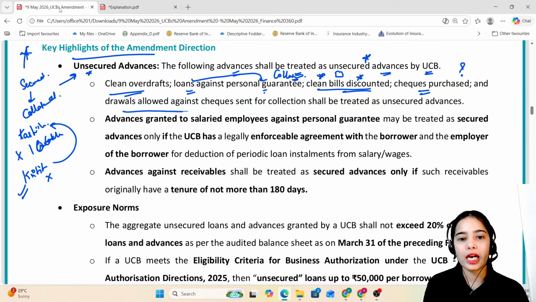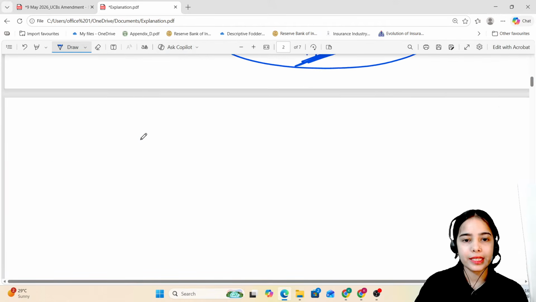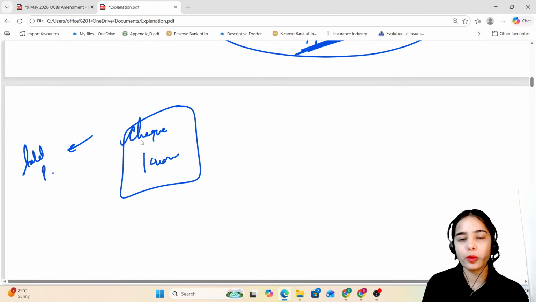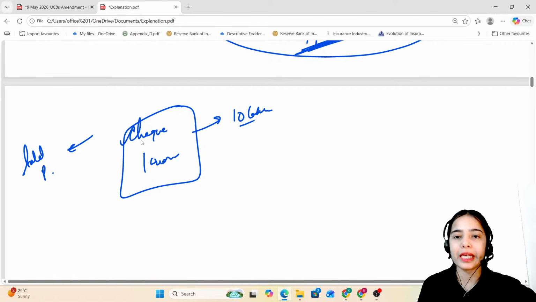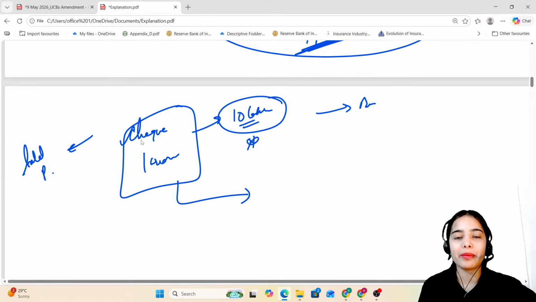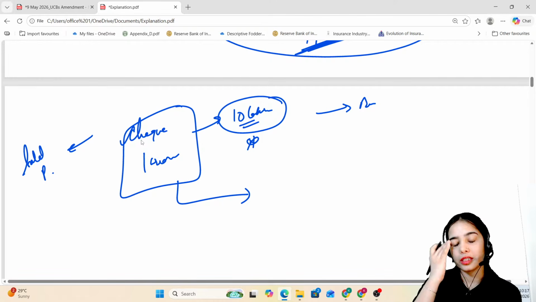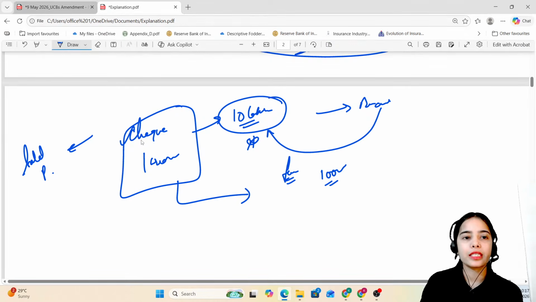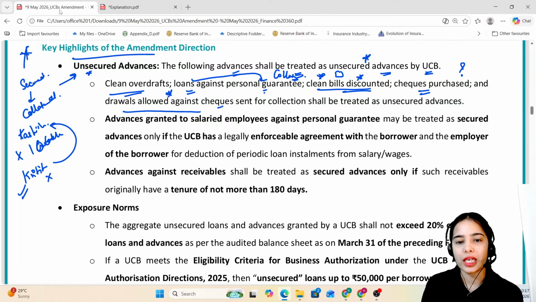Okay, draws allowed against checks. Let's say you sold your property, and you got a check worth 1 crore rupees. Now you need 10 lakh rupees immediately. So you will go to the bank and you will say, okay, this is the check, and I'm keeping the check with you, but I need the 10 lakh rupees immediately. After 2 to 3 days, this check will clear. Now the bank can give the 10 lakh rupees and can take a fee. The bank can take, let's say, 10,000 rupees as a fee or something. This is known as draws allowed against checks.